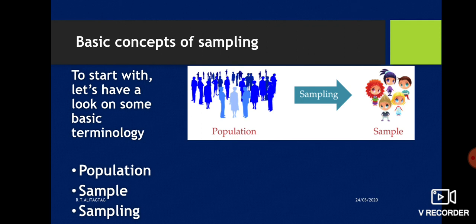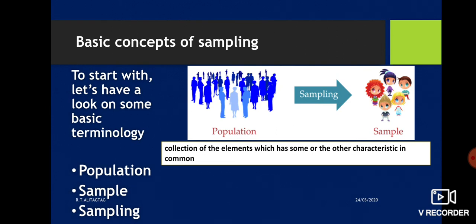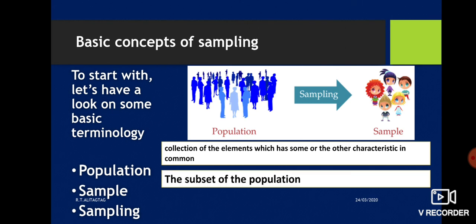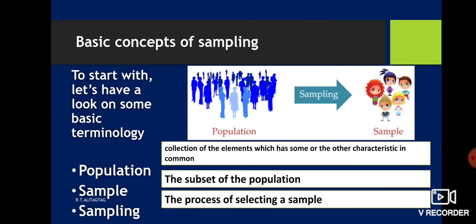So anyway, what's the meaning of population, the sample, and then the sampling? Population is the collection of the elements which have some characteristics in common. The subset of the population is what we call the sample. When you say subset, this is the part of the entire population. Sampling is actually the process of selecting a sample. It's like the sampling method, the sampling techniques.